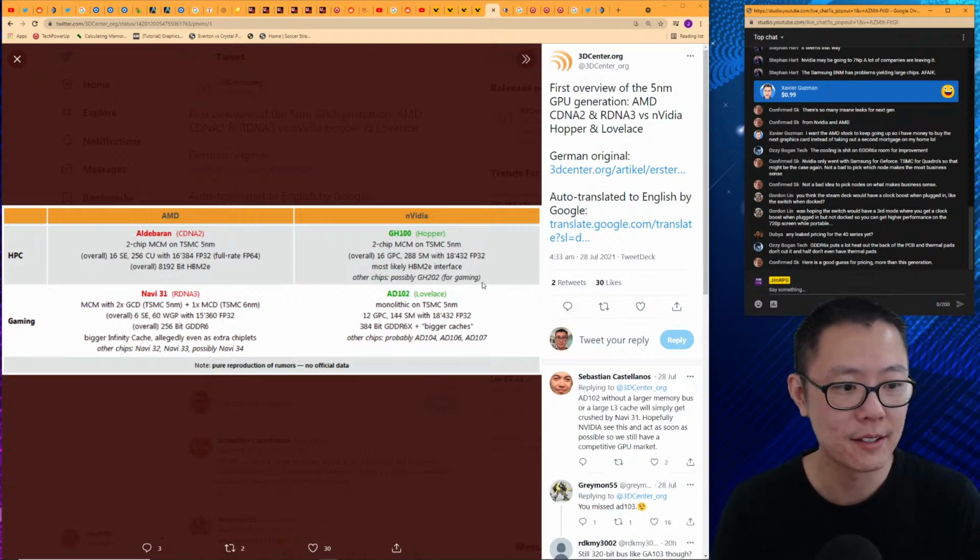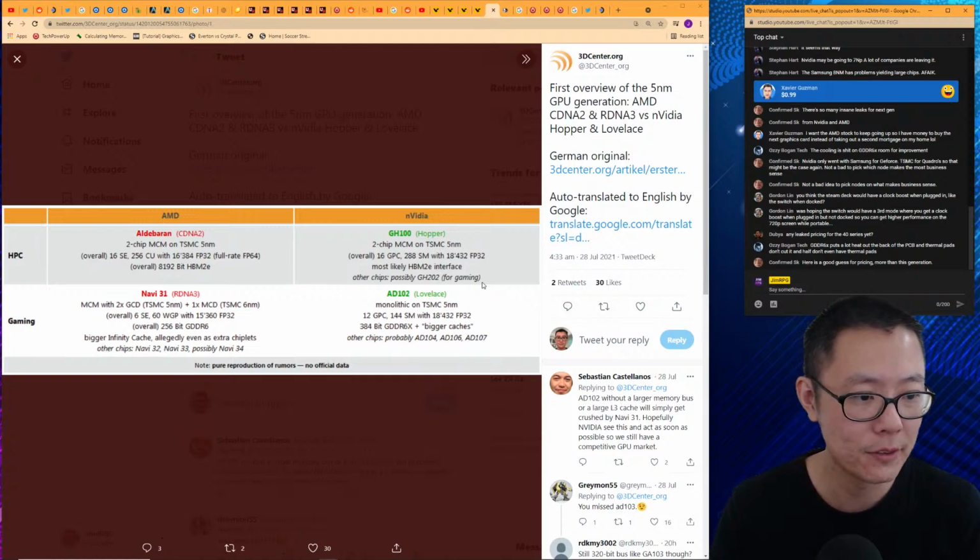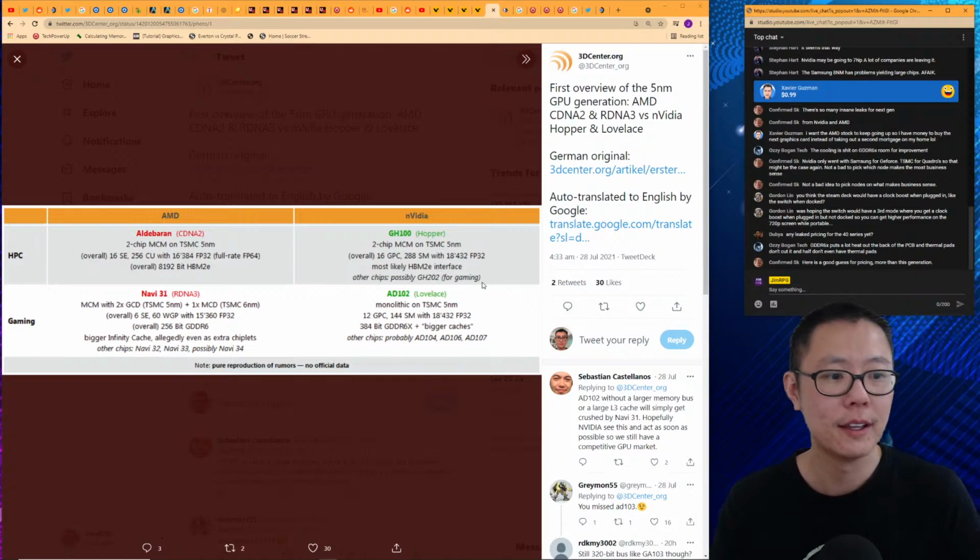Aussie Bogan Tech says, GDDR6X puts a lot of heat out the back of the PCB, and thermal pads don't cut it. And half don't even have thermal pads. Exactly right.